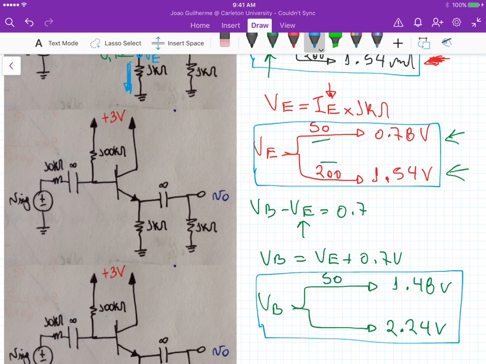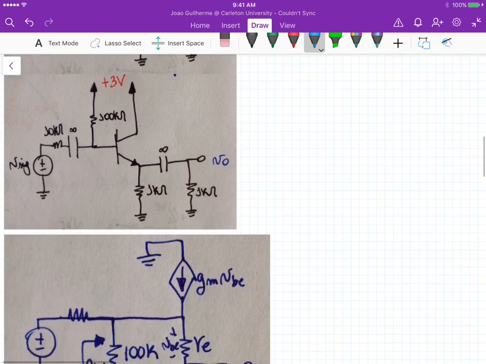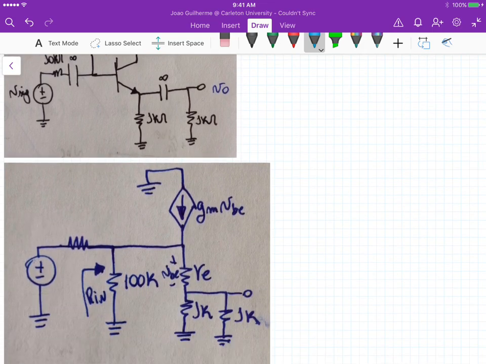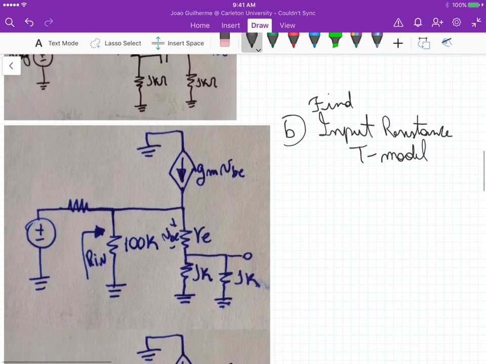Now for part B, let me go down here a little bit. For part B, we need to find the input resistance, and we can use the T model for that. Okay, so the T model, and that's what I have here in this circuit.